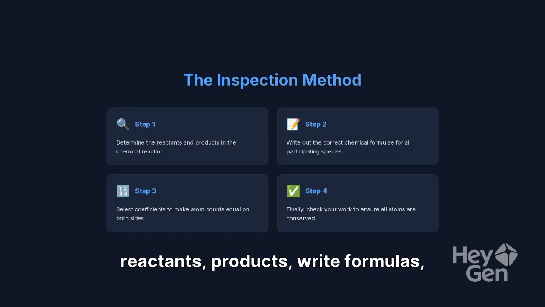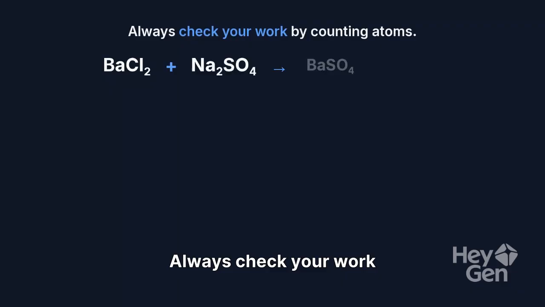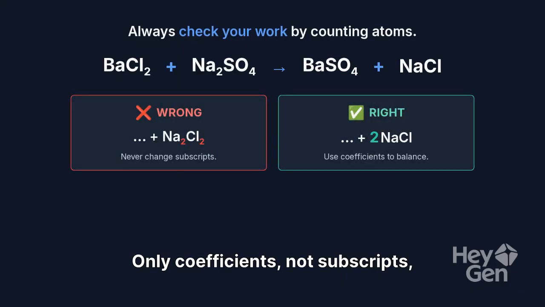Determine reactants, products, write formulas, then select coefficients. Always check your work by counting atoms. Only coefficients, not subscripts, balance atoms.